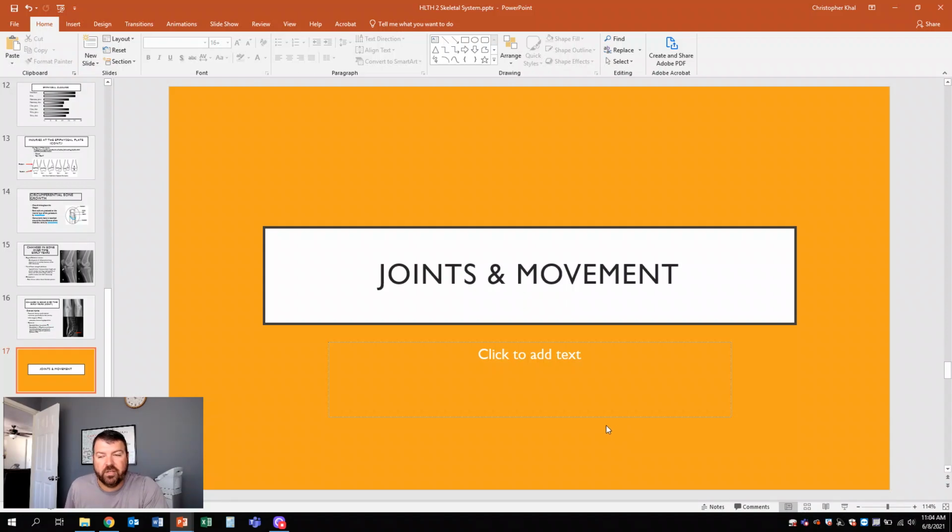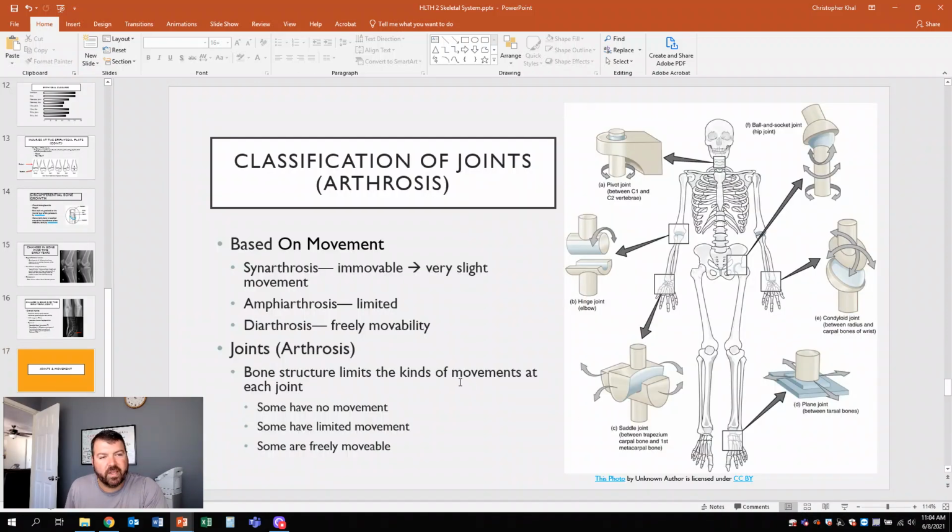All right, next on joints and movements. Okay, so joints are broken down into different classifications. We have the pivot joint here. Let's say it's your C1, C2. This is where that rotation occurs. Down here at the hip, we have the true ball and socket joint. At the elbow, we have a hinge joint. We have a saddle joint in the thumb, where it kind of sits in the saddle like that.